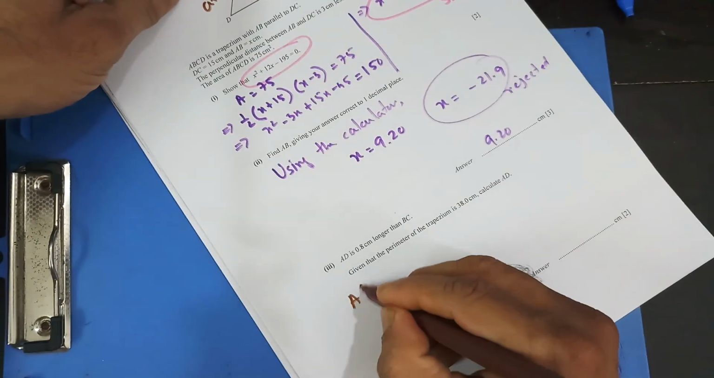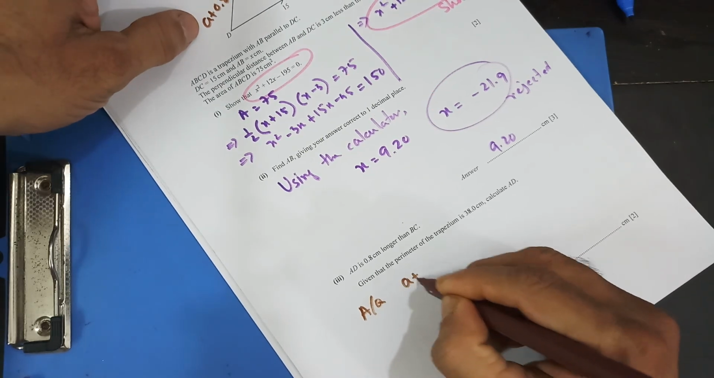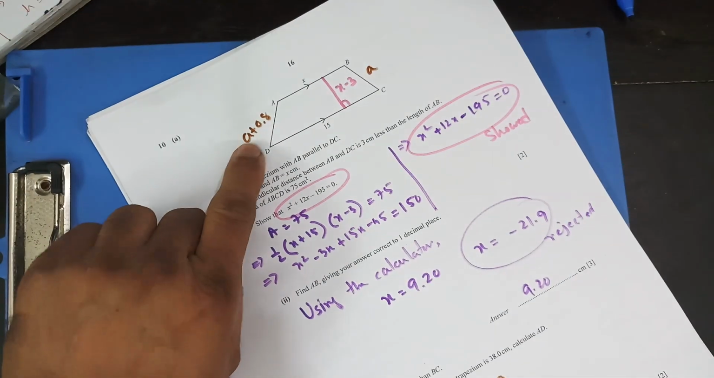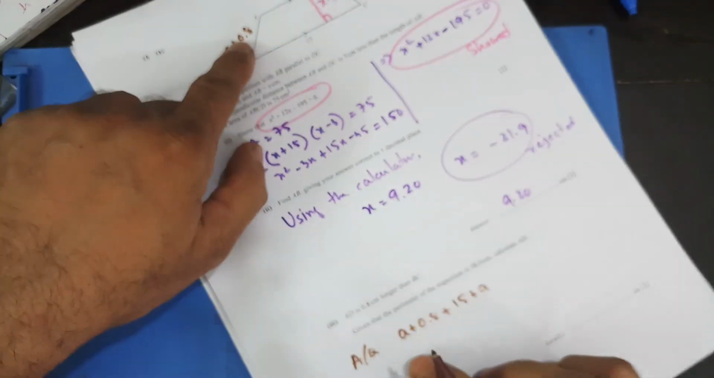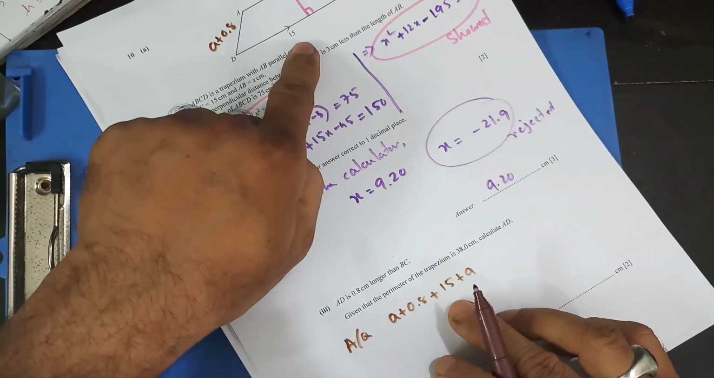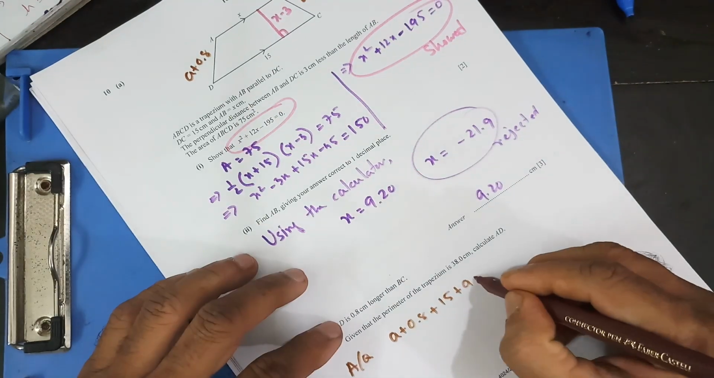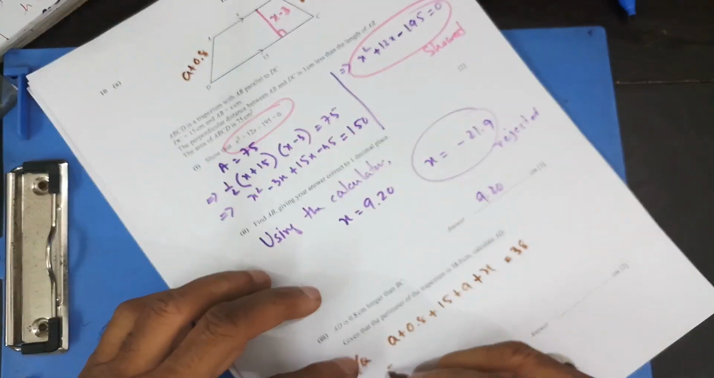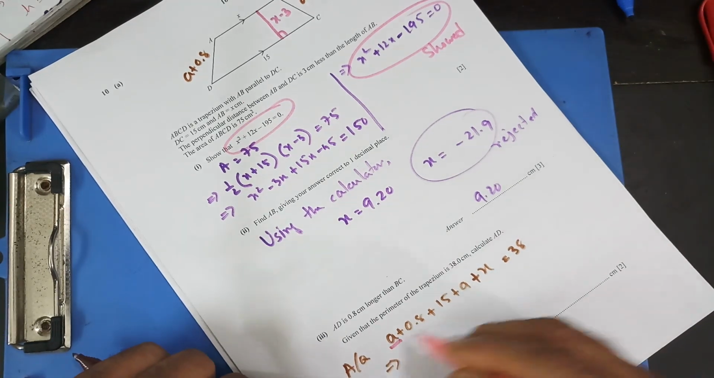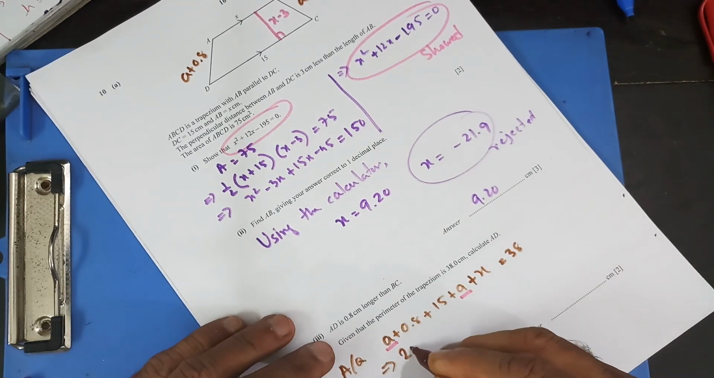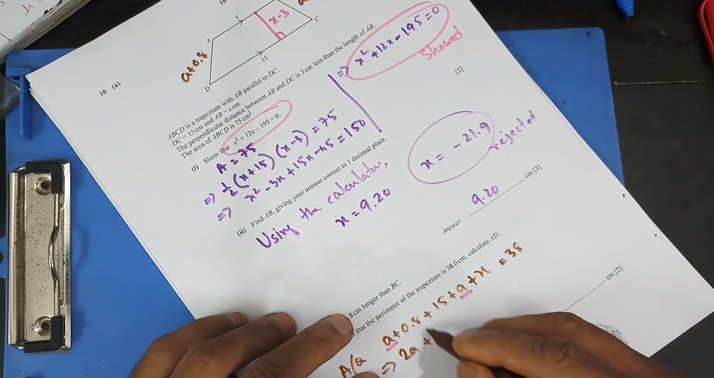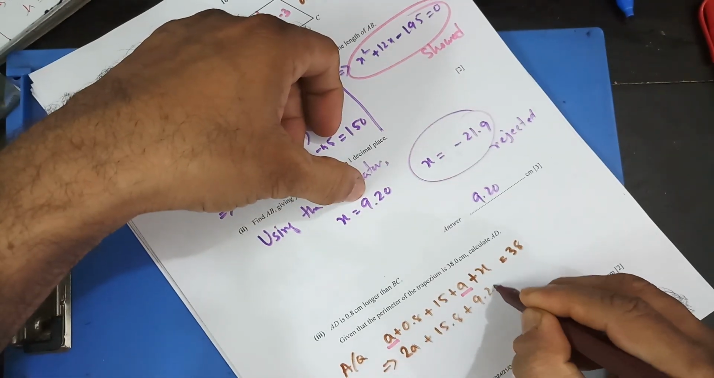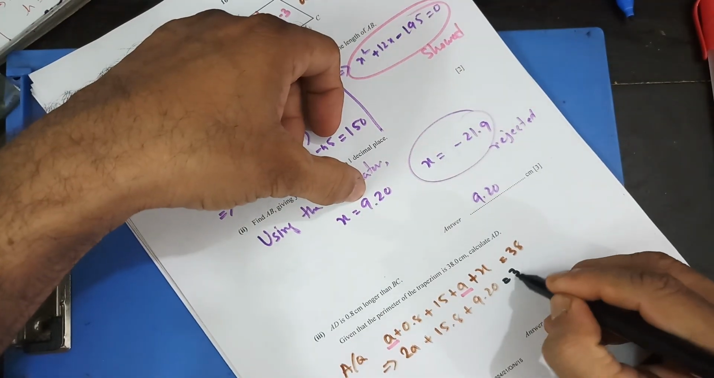So according to the question, A plus 0.8 plus 15 plus A plus X, this is the perimeter, the summation of all sides, equal to 38. A plus A is going to be 2A, and 15.8 plus X, we got 9.2, equals 38.